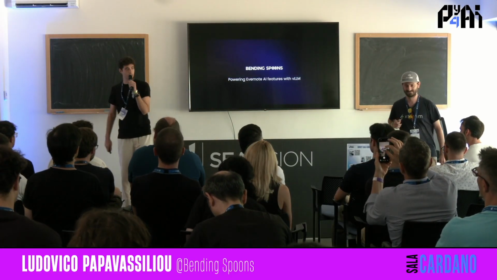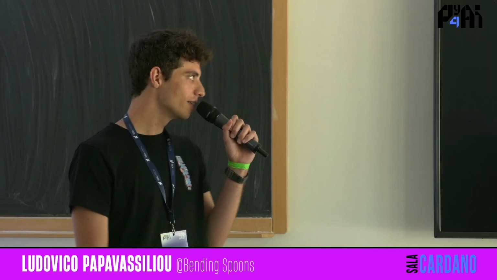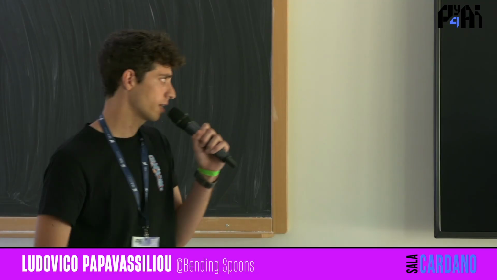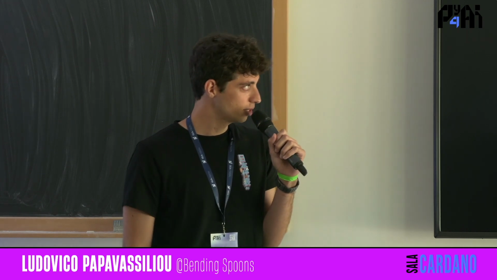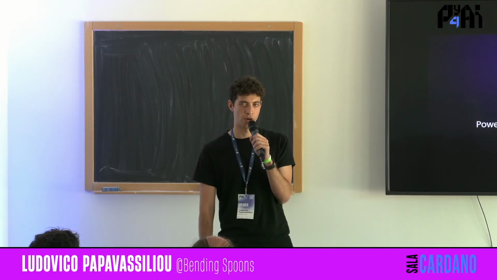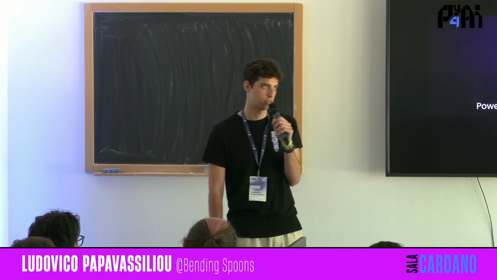Hello, everyone. I'm Ludovico. I work for Bending Spoons as an AI engineer. Today, I'm going to talk about one of our products and how we develop AI features for it. The product is Evernote, and hopefully this presentation is going to be interesting to you for two reasons. One is essentially the product part. So what features do we develop for Evernote and why do we push on AI so much?